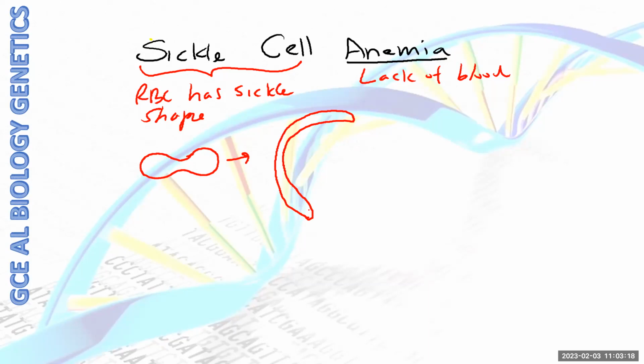Why does the red blood cell get this shape? If the red blood cell gets this shape, why are many parts of the body affected? We're going to learn this under sickle cell anemia. So it's a defect in just one gene, but the effect is on many parts of the body, with many different signs and symptoms.